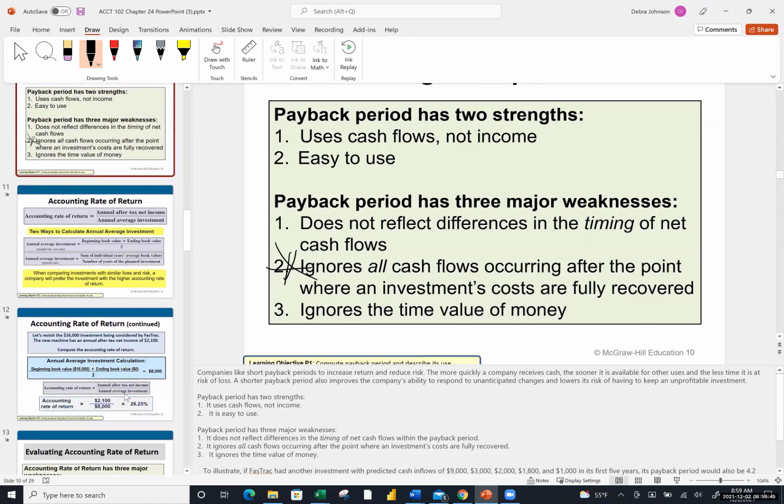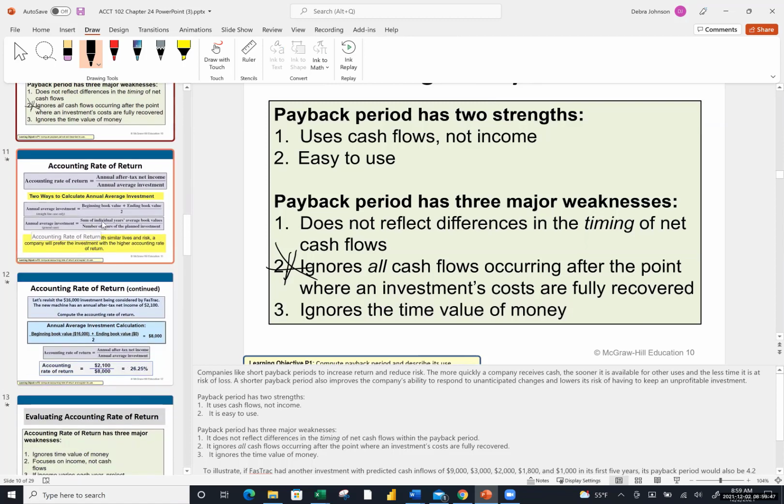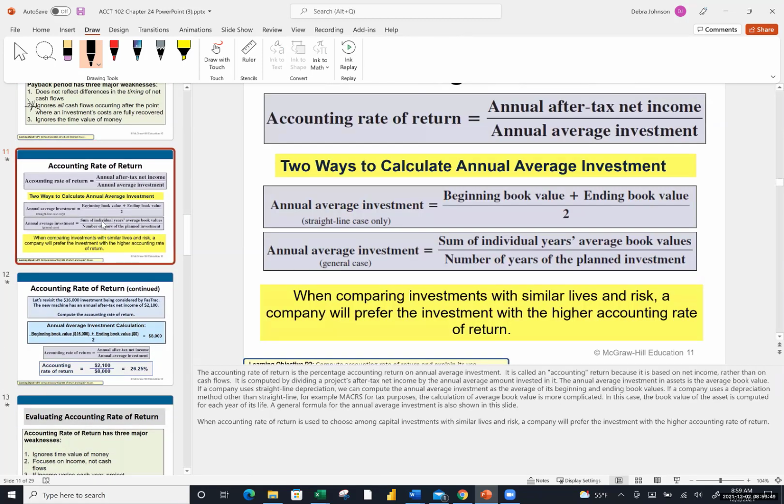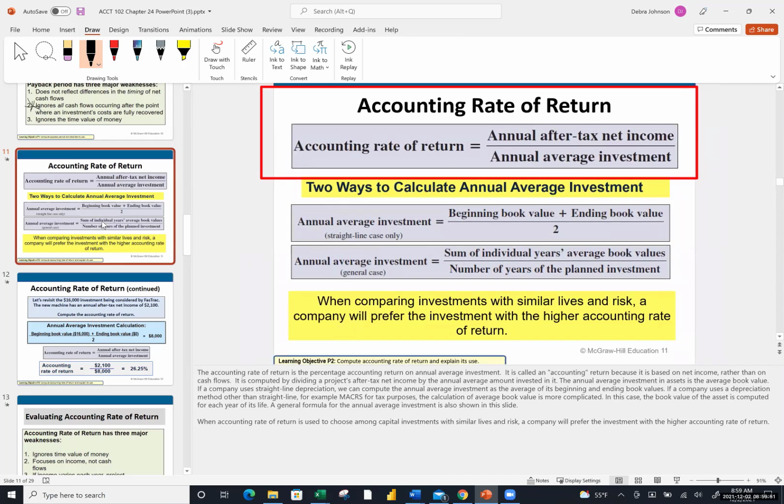While we're on these PowerPoints, let's take a look at the second method. It's called the accounting rate of return. It is the only method.